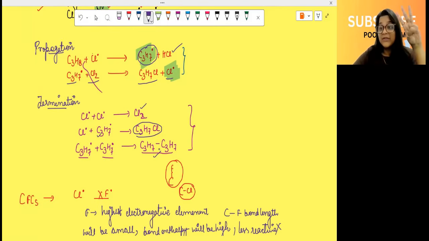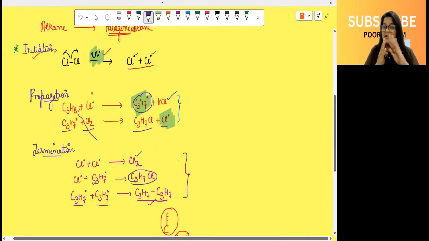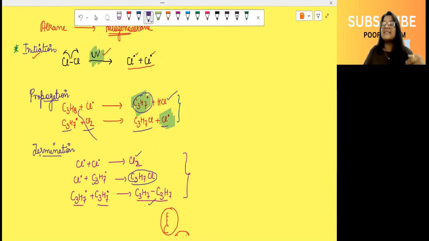Okay. Now, if you see over here, in the initiation we had a covalent bond dissociating to form free radicals. The termination is the opposite of free radical formation. It's a recombination of radicals, where radicals combine, leading to the formation of a covalent bond, right?